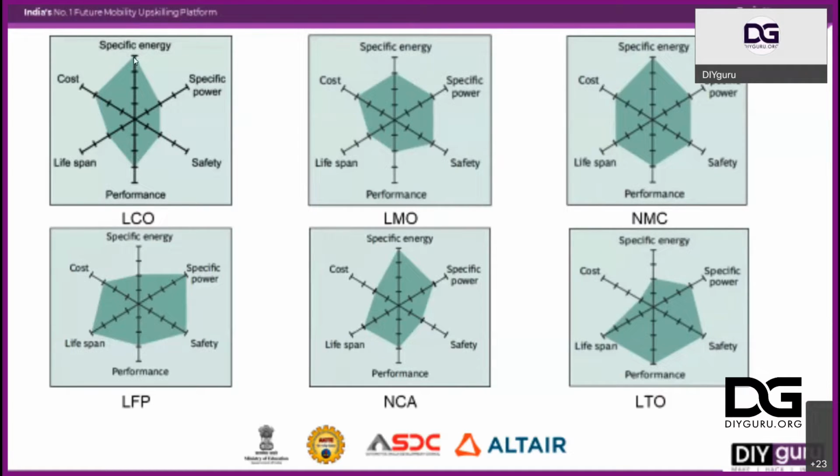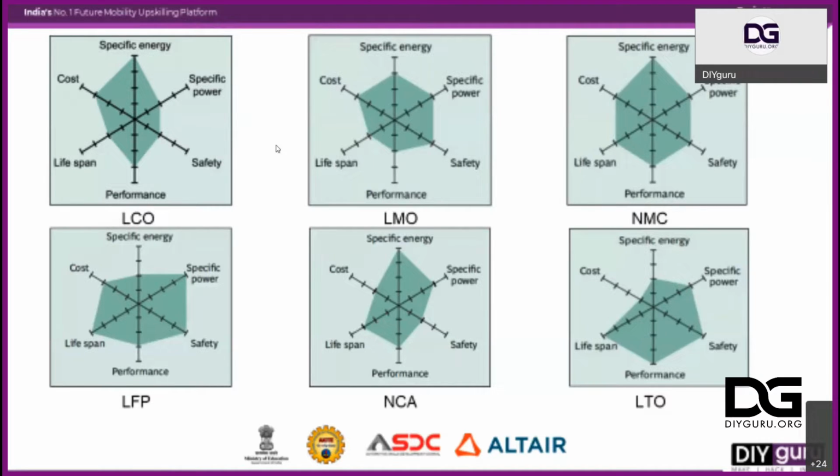It has a huge amount of specific energy. This is called a spider graph, and it shows these factors: specific energy, specific power, safety, performance, lifespan, and cost. It shows the score of each factor. For lithium cobalt oxide, it has a very good amount of specific energy, but less specific power. Safety is also less, which means that it can catch fire. It has good performance. Lifespan is less, which means fewer charge cycles, and the cost is good, like it's cheaper.